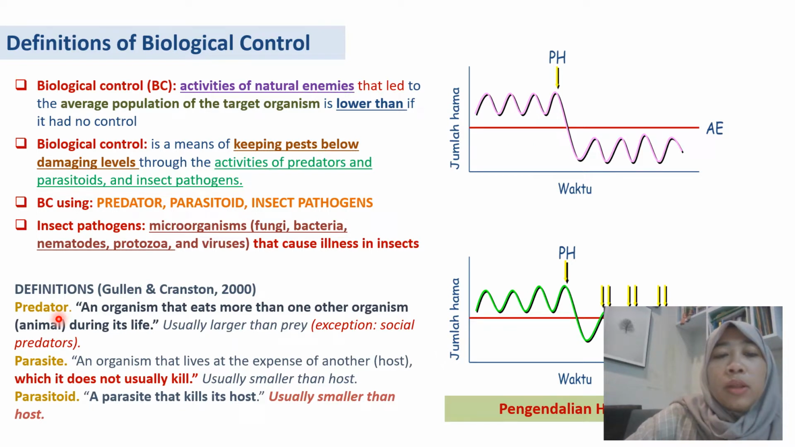Predator. What is the predator? Predator is an organism that eats more than one organism during its life. So the predator needs many organisms to fulfill their life. And the size of predator is usually larger than its prey. And parasite, what is a parasite? Parasite is an organism that lives at the expense of another host and which does not usually kill.